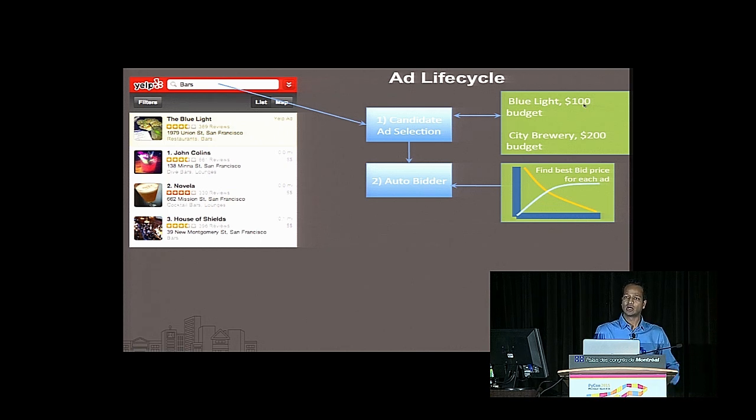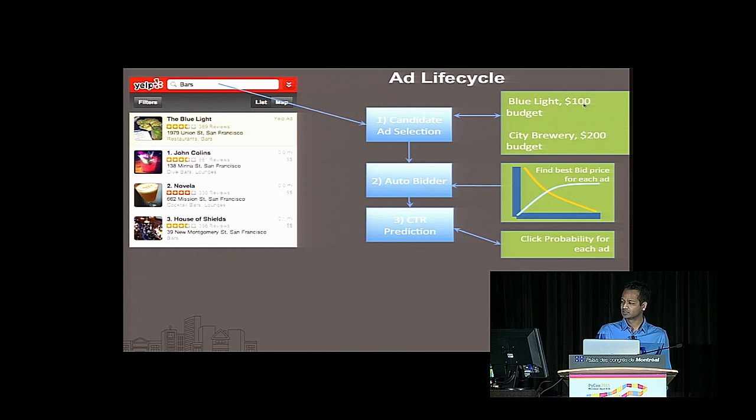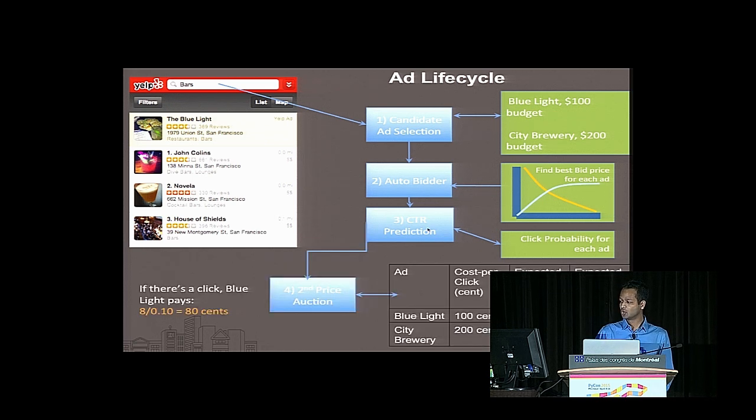And we'll also narrow down the list by returning possible ads which are within the same category as you wanted to search for, right? And then the second piece here is the auto bidding system, where we help our advertisers pick the bid price. The third piece is the click-through rate prediction, where for each of these ads, we figure out the expected probability that somebody will click on that ad if I were to return it. Now, both the bid price and the click-through rate go into our auction system, which is a second price auction. And then we pick the winner of the auction.